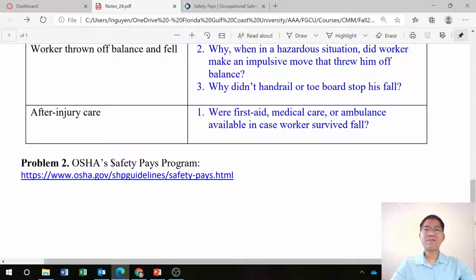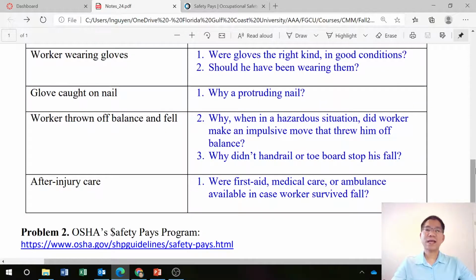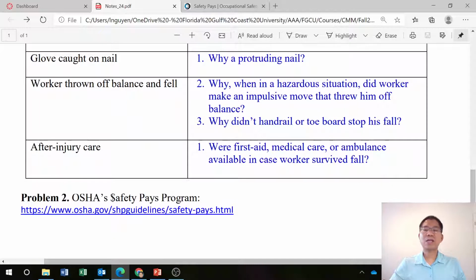surviving the fall? If it is declared that at that time we are not talking about after-injury care, but there is some form of life, then first aid plays a key role to make sure the worker has some first support before he or she is transported to the emergency room. So those are the serious questions that we have when an accident is involved. And like I said, you can apply this to anything like that in our daily life.